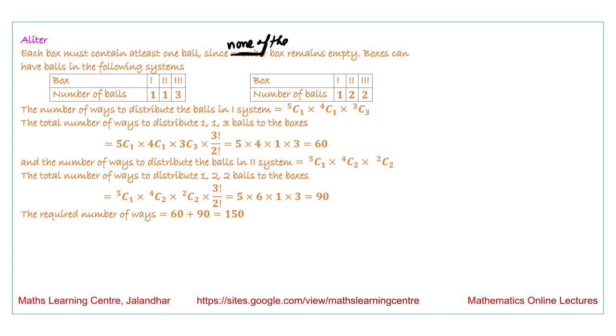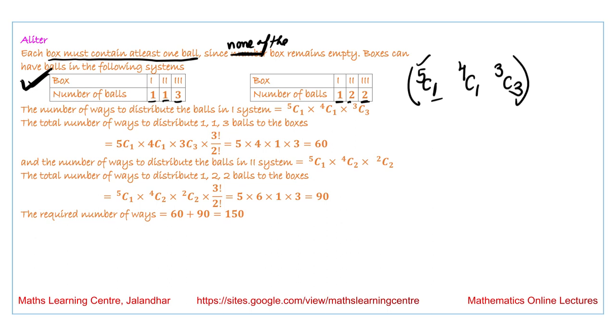Next, another way to look at this answer is, we are saying that each box must contain at least one ball, because it is given that none of the boxes is to be empty. So we have these two cases: boxes 1, 2, 3 can have 1, 1 and 3 balls, or boxes 1, 2, 3 can have 1, 2, 2 balls. In the first case, the number of options is 5C1, that is, out of 5 balls we are choosing 1, then out of 4 balls we are choosing 1, then out of 3 balls we are choosing 3, and this is the case 1, 1 and 3.